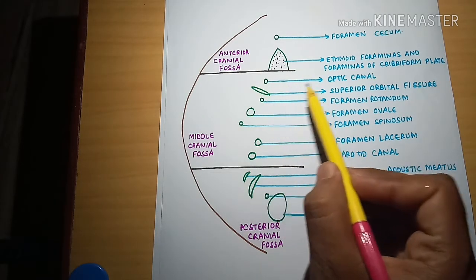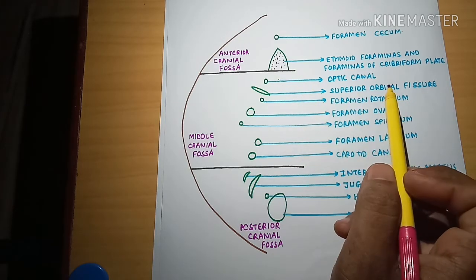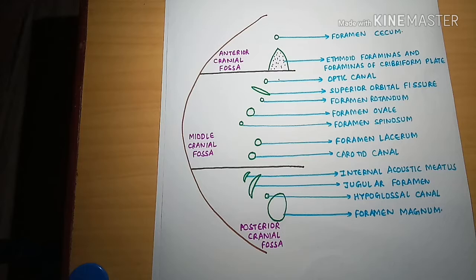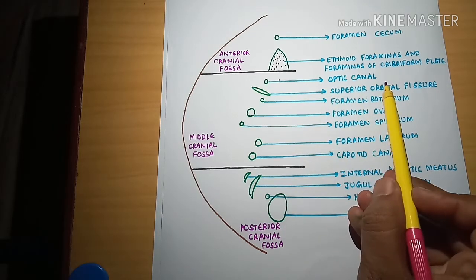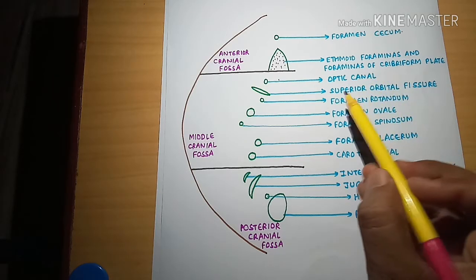This is the superior orbital fissure, below the optic canal. In the superior orbital fissure, the oculomotor nerve, trochlear nerve, ophthalmic nerve, abducens nerve, and the ophthalmic veins are passing. We'll be talking about what all the structures are passing through these foramina in the next part of the videos.